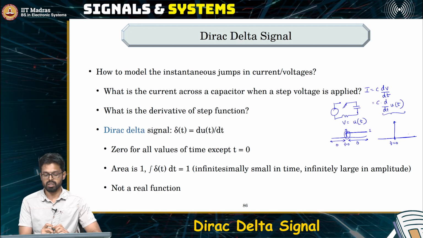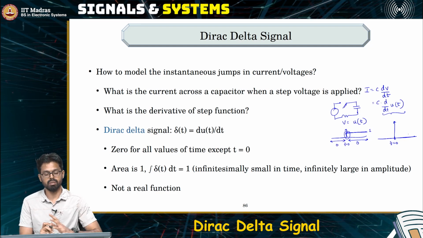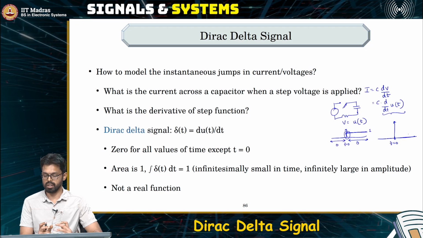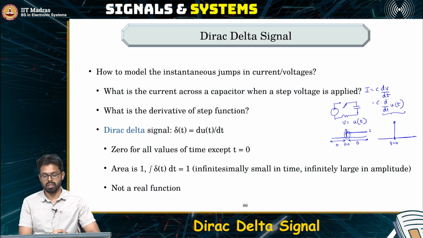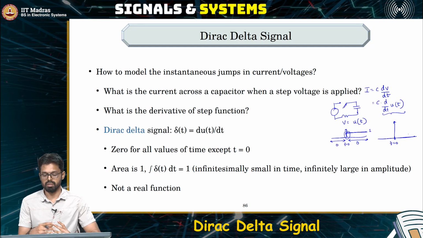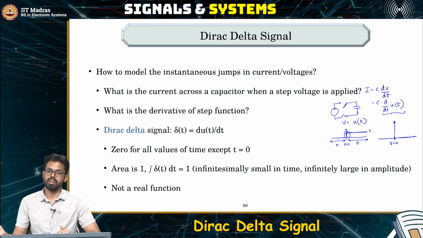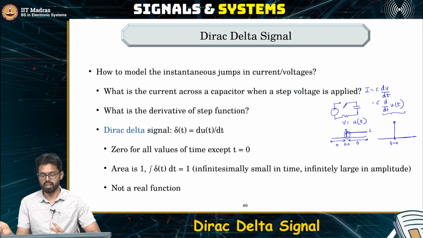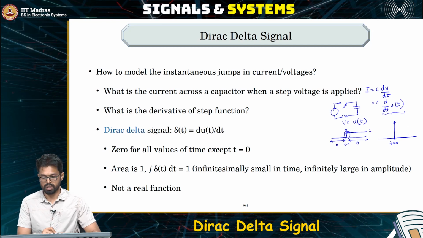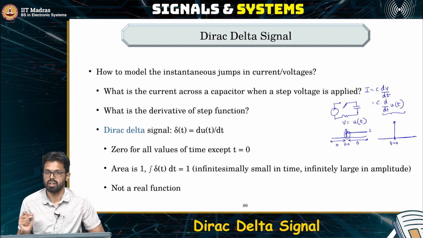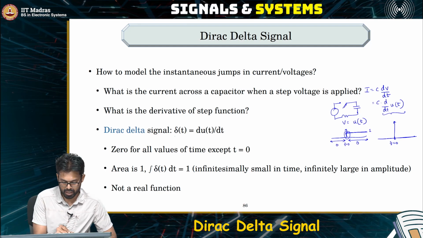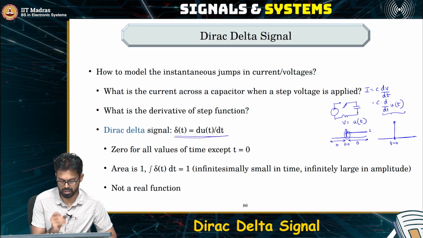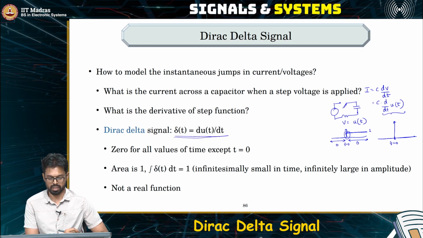This is what we see often, right? There are a lot of spikes in voltages and currents that we encounter in real life. Why is that? Because there is a sudden change in the voltage or current across the circuit, which results in a spike in the current or voltage, depending upon the reactive component that is present. So these spikes are modeled by the Dirac delta function. We'll say that the derivative of the step function is given by the Dirac delta function.